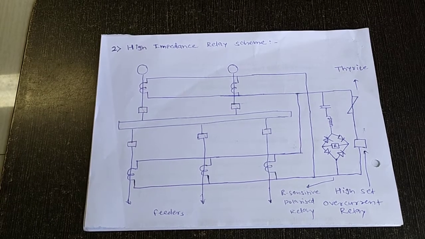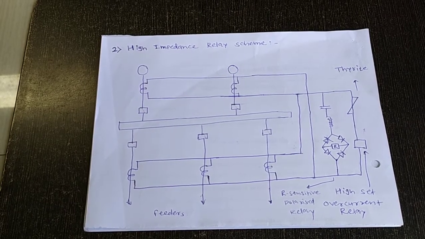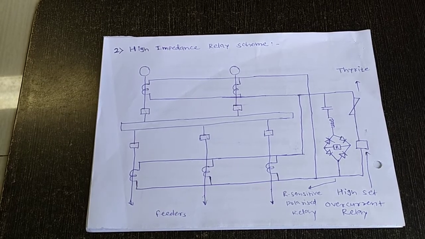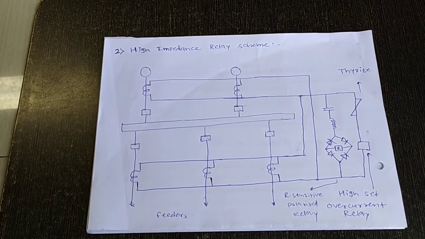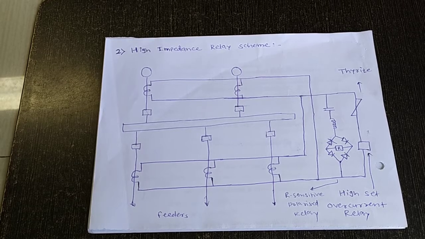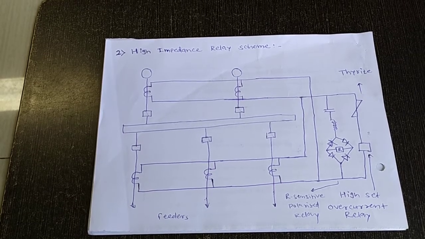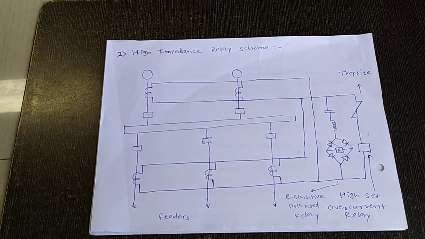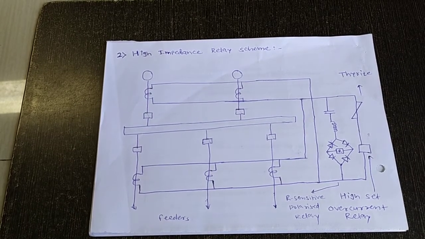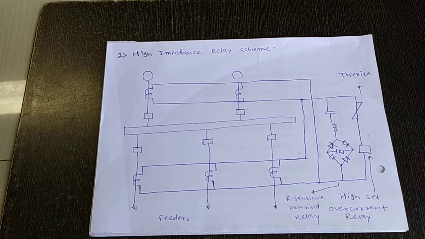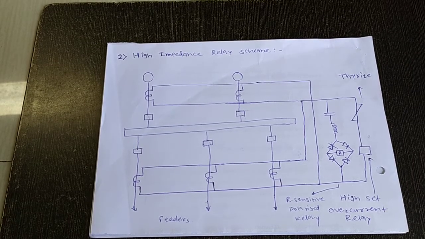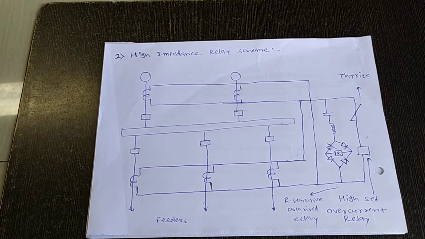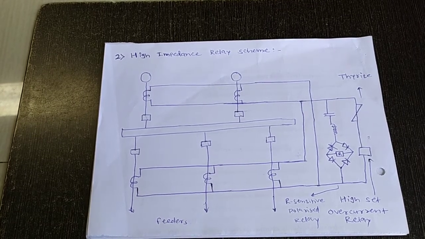To prevent excessive voltage on internal faults, as you can see in the image, a non-linear resistance, that is a thyrite, and a high set overcurrent relay connected in series with the non-linear resistance are employed. The high set relay provides fast operation on heavy faults, whenever an external fault occurs. This is the high impedance relay scheme.